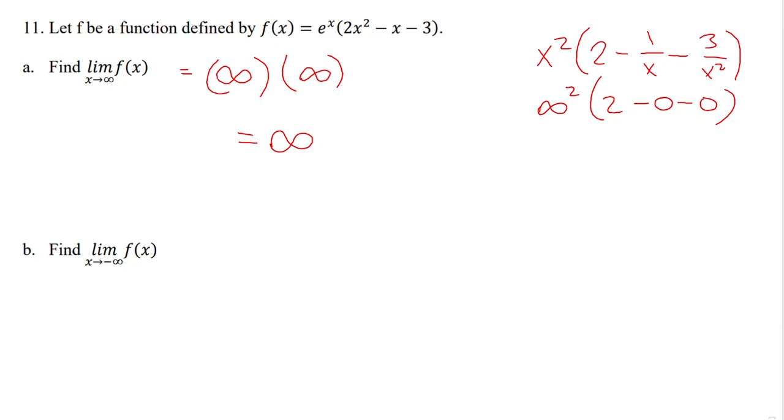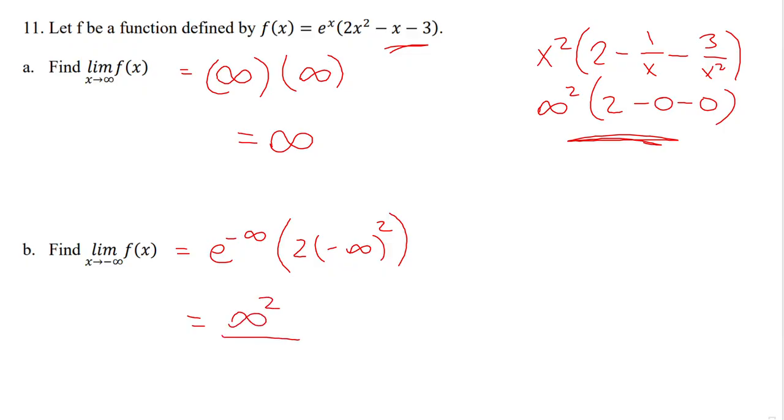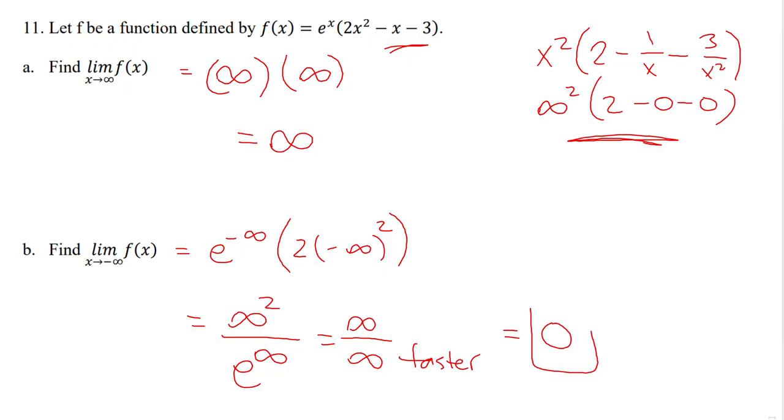But for the second one, the limit as x approaches negative infinity gives us e to the negative infinity times 2 times negative infinity squared. And the other two terms are just insignificantly small, just like we showed over here, like a 0. So we have infinity squared over e to the infinity. And just like some of the other ones we've dealt with, yes, these are both infinity, but the one in the denominator is faster, which means that this is approaching 0.